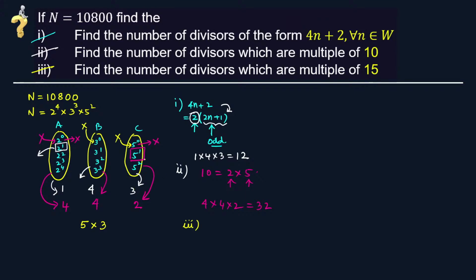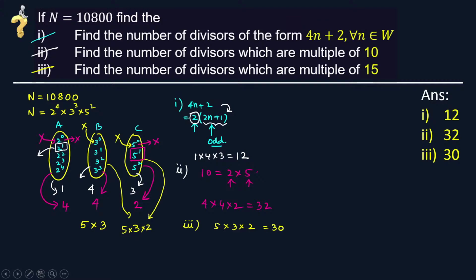So from set C, we can take any of these 2 elements. From set B, we can take any of these 3 elements. And from set A, there will be no restriction. Anything can come, because it is not going to hamper us from getting divisors which are multiples of 15. That is why in A there is no restriction. So any of these 5 elements can come. So the total number of ways will be 5 into 3 into 2. So that gives us 30. Is it clear or not? Have you understood this or not?